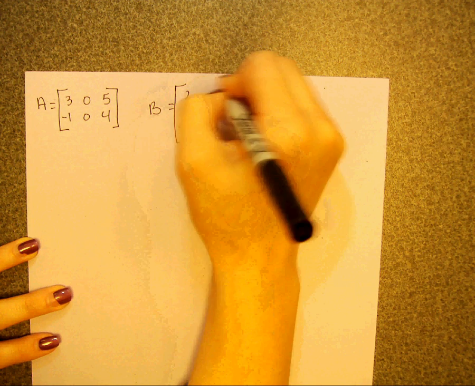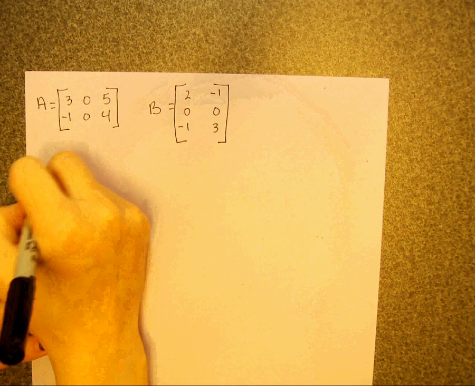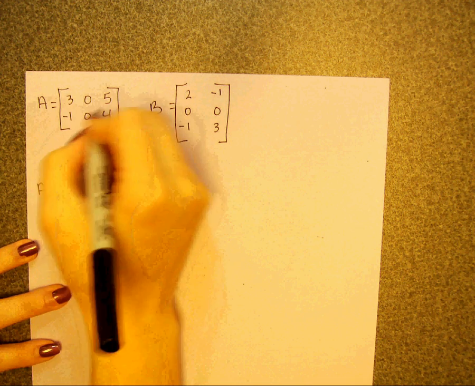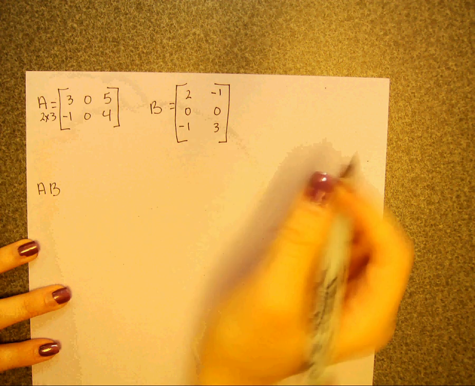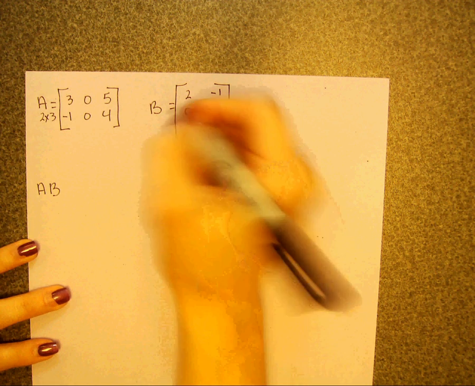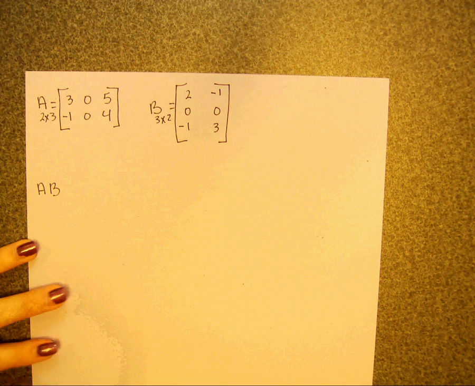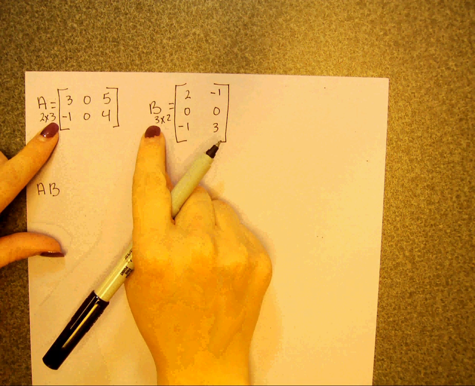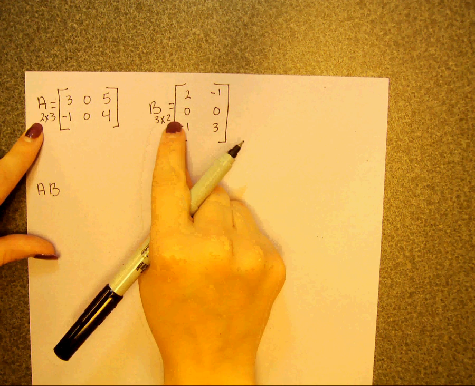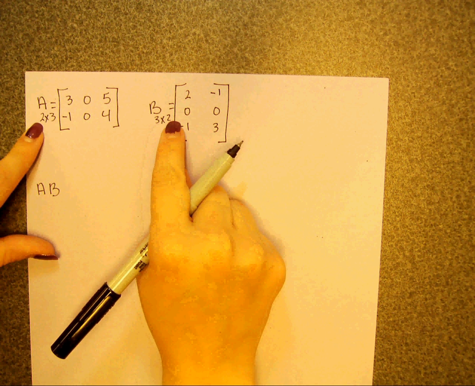All right, so I want to multiply A times B. A has 2 rows and 3 columns, so A is a 2 by 3. And B has 3 rows and 2 columns, so B is a 3 by 2. The inside dimensions are the same, so I can multiply them together. And when I do, I should have 2 rows and 2 columns. So I should get a 2 by 2 matrix when I'm done.